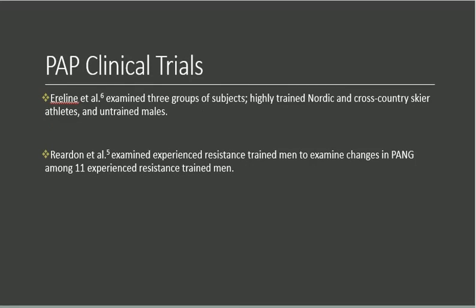Now we're going to look at a couple clinical trials and studies here, and what we see is Earline had examined three groups of subjects: highly trained Nordic and cross-country skier athletes and untrained males. Now, in both the highly trained Nordic and cross-country groups, what we see are Olympic caliber or national caliber athletes. The subjects were tested on plantar flexion force, and they used supramaximal impulses of 1 millisecond in duration to try and elicit this really strong concentric contraction to help elicit a PAP response.